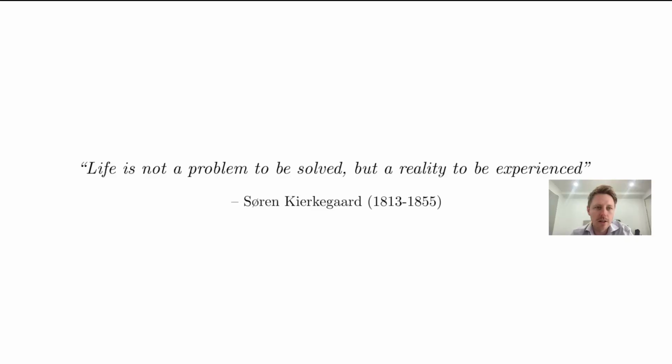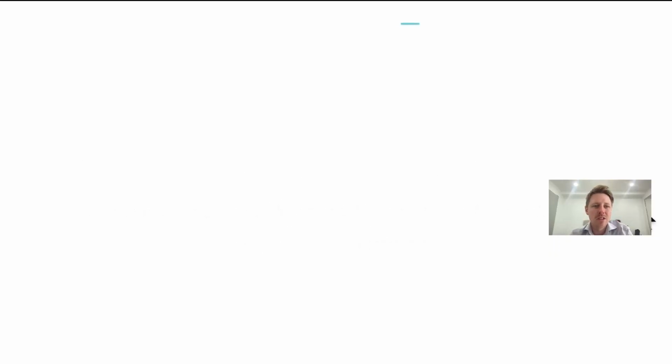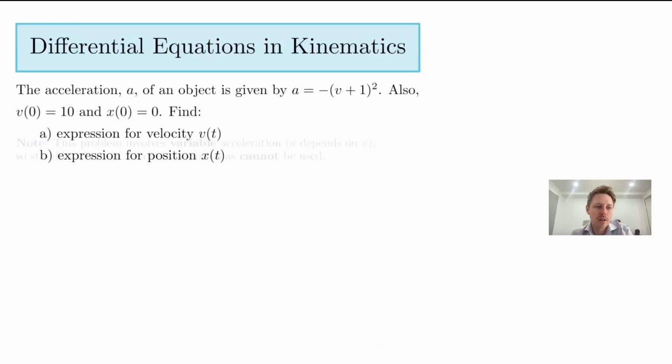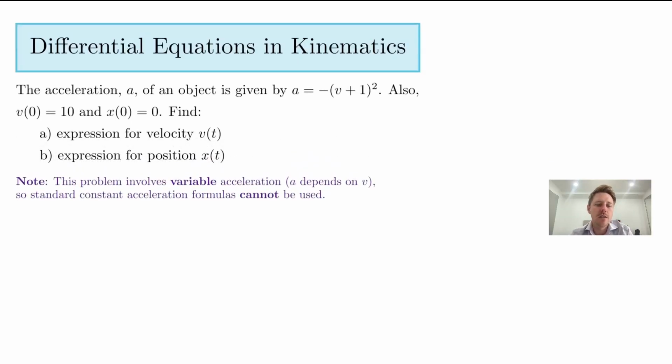What we're going to look at today, though, is kinematics, and we're going to look at differential equations in kinematics. I think the best way to do this is to just explain it using an example problem. So, here's our problem. The acceleration a of an object is given by a equals negative (v plus 1) squared.